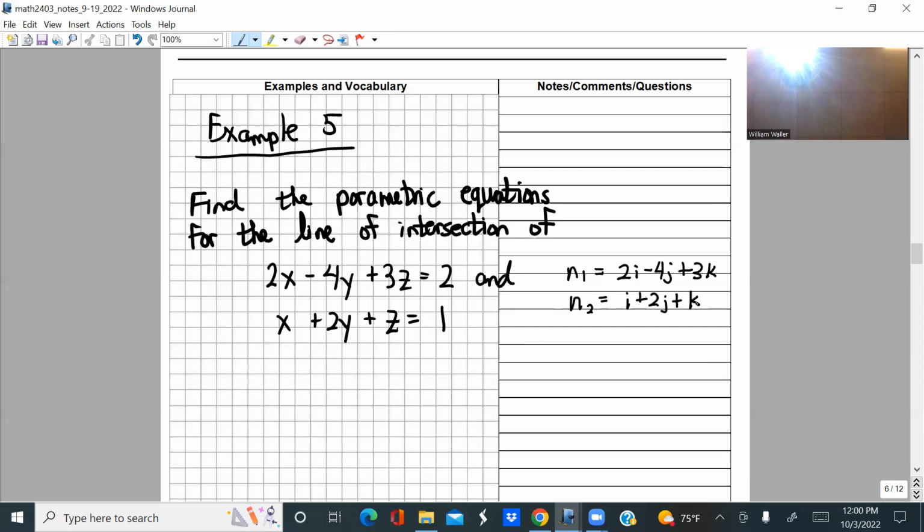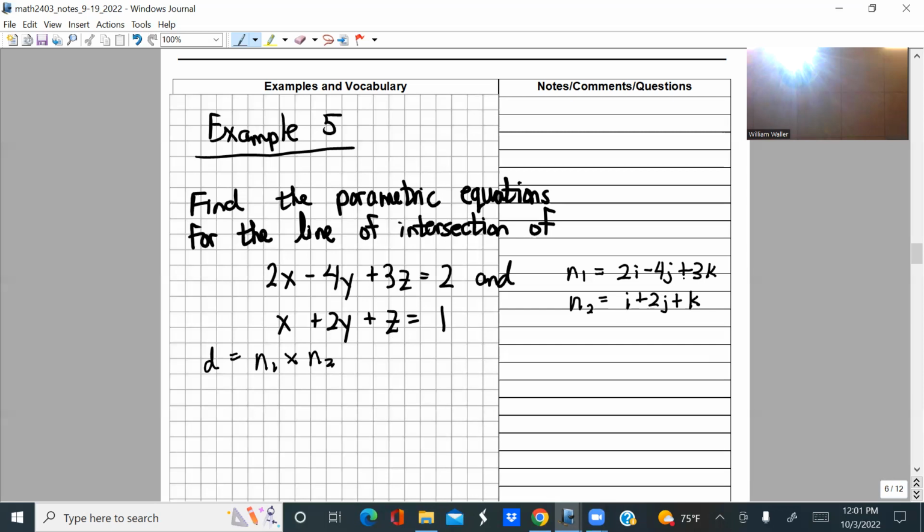Now what you know is that the direction vector for the line where these two planes intersect each other is going to be the cross product of these two vectors. Or you can use that cross product as a direction vector for the line. We should check to make sure that these two planes are not parallel to each other. To check that, just make sure the two normal vectors are not parallel. And remember, how can you check parallel vectors?